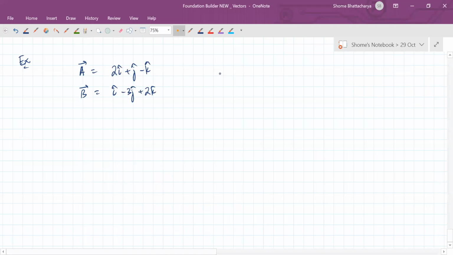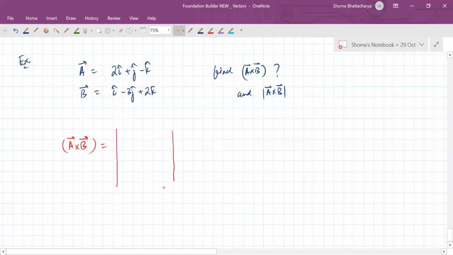So this is there now. Now we want to calculate A cross B in vector notation and its magnitude. It's very simple. First of all, make a 3 by 3 matrix and populate each of the rows and columns. The first row is the unit vectors i, j, and k. The second row is A's components, that is 2, 1 and minus 1. The third row is B's components, which are 1, minus 3 and 2. Now just solve it like a normal determinant problem.